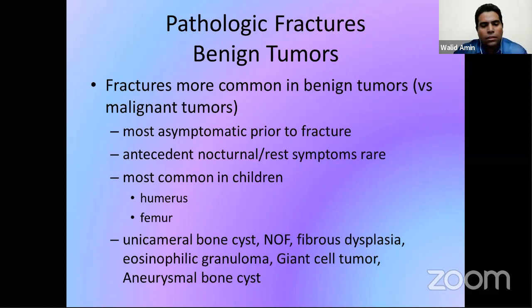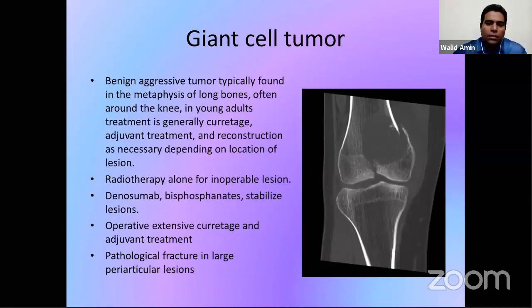And this causes unicameral bone cyst, non-ossifying fibroma, fibrous dysplasia, eosinophilic granuloma, giant cell tumor, and aneurysmal bone cyst. These are the most common causes of benign tumors. We will speak here about these entities, which come mainly in adults, or this is a giant cell tumor. This fracture, as you see here, is through a giant cell tumor.